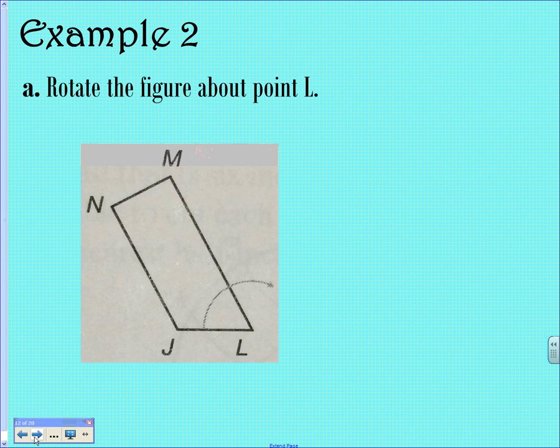All right? So we're actually going to practice. We want to rotate the figure about point L. Do you see this little arrow here? That's where it wants you to turn it. It wants you to take it and turn it that direction. So who wants to try?